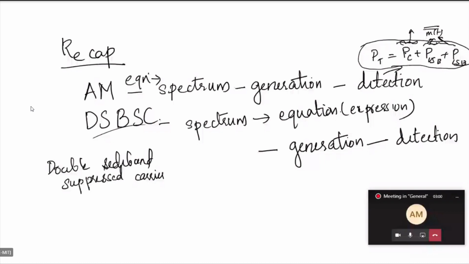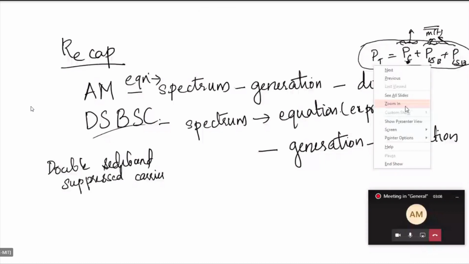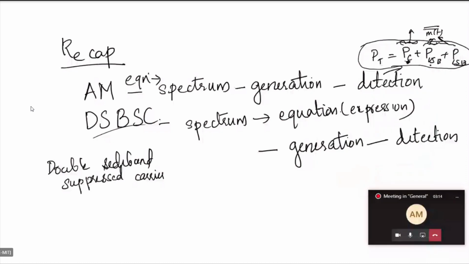The carrier power is the maximum among these components. Whatever power the upper sideband or lower sideband has, the carrier has more than that. So it is better if we suppress it. That is why we went ahead with double sideband suppressed carrier modulation, which is also another type of AM. The spectrum, the equation, the generation, and the detection. The detection part was coherent detection, if you remember.